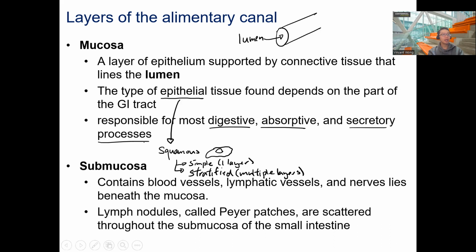I have a question in a private message. Where do you find the pseudostratified? Yes, pseudostratified was in the airway, in the trachea. And we don't actually have those in the GI tract.